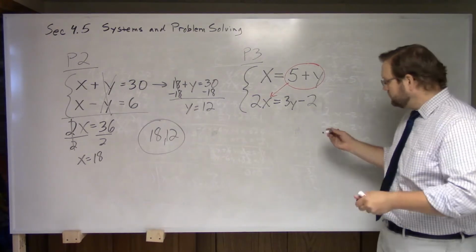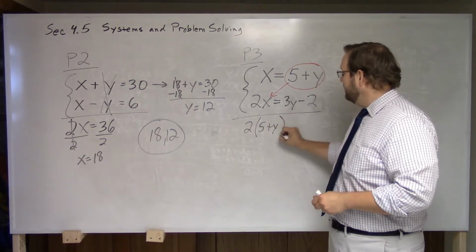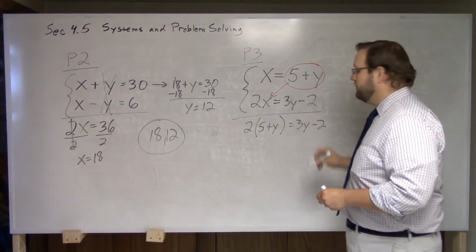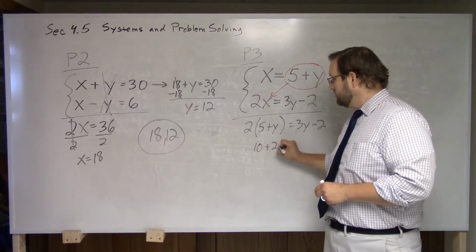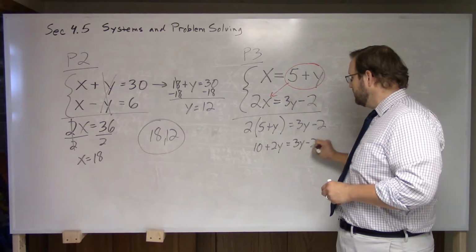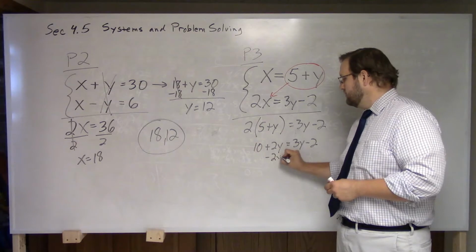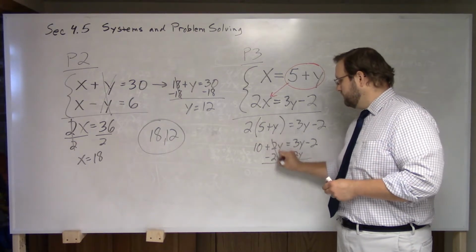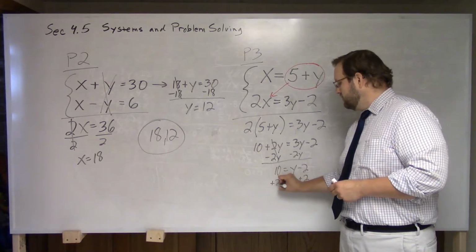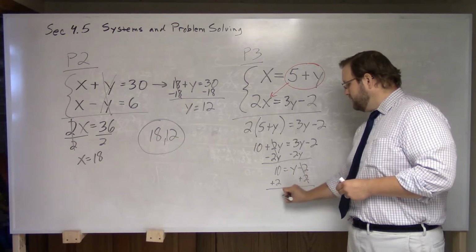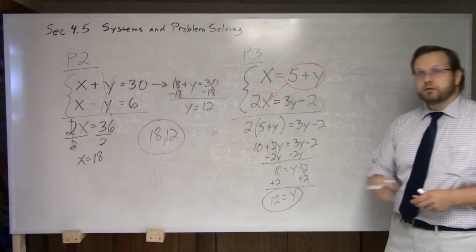Okay? So what we get is 2 times 5 plus y equals 3y minus 2. Okay? I distribute and we get this. I then get the variable on one side. And then I add the 2. So y equals 12. And that is one of those answers.